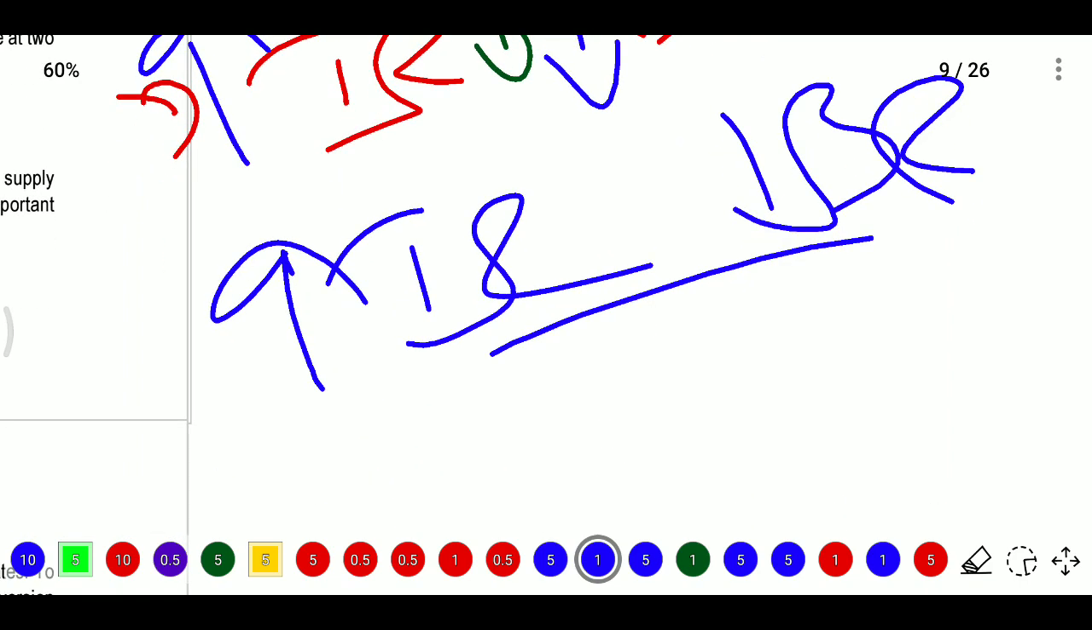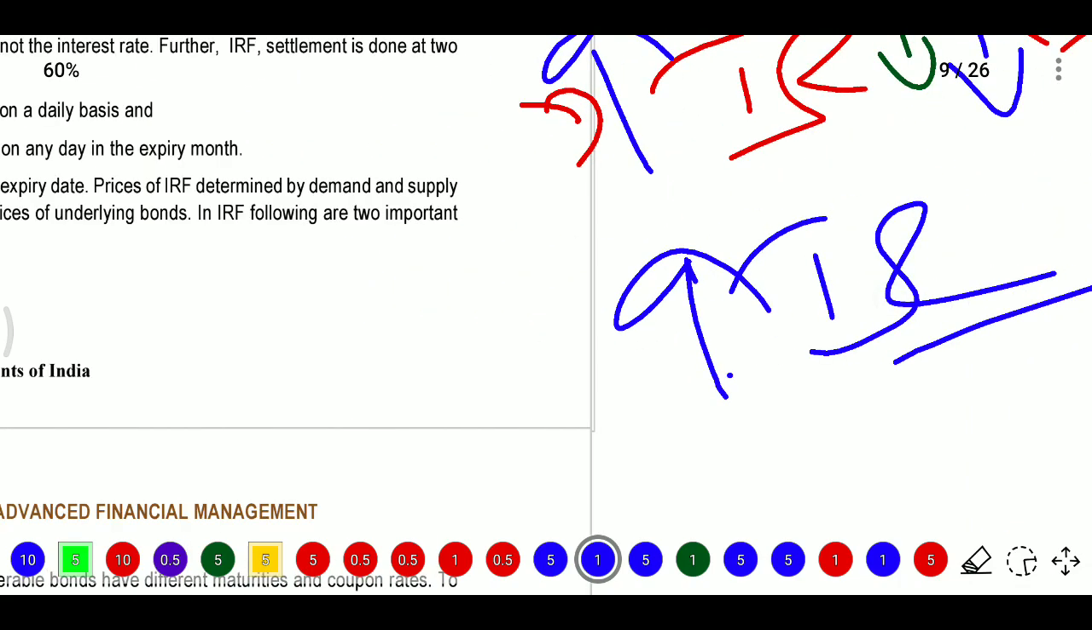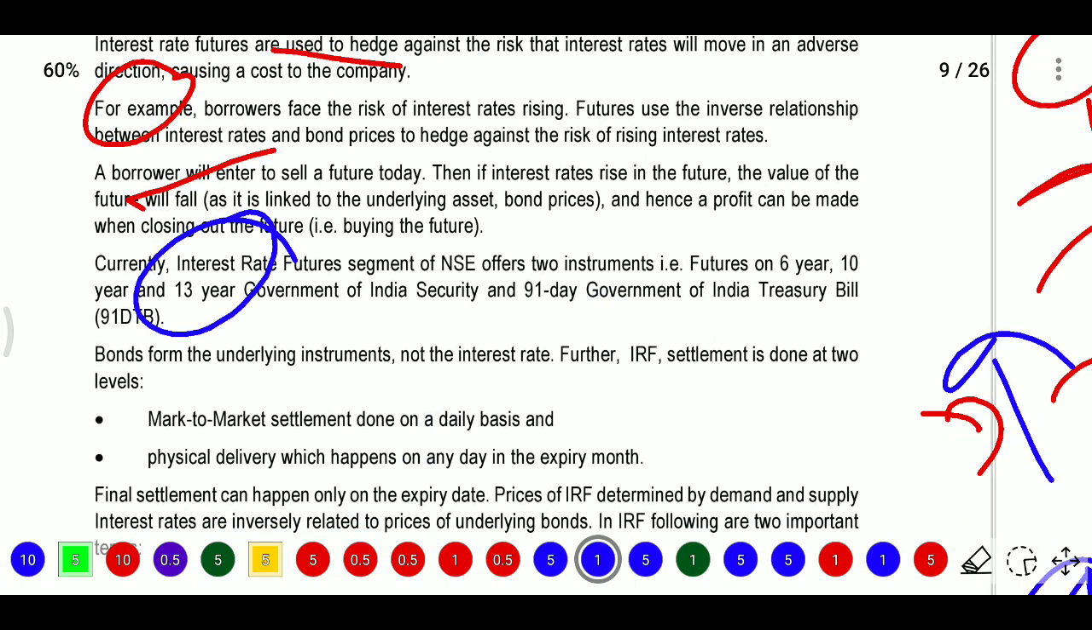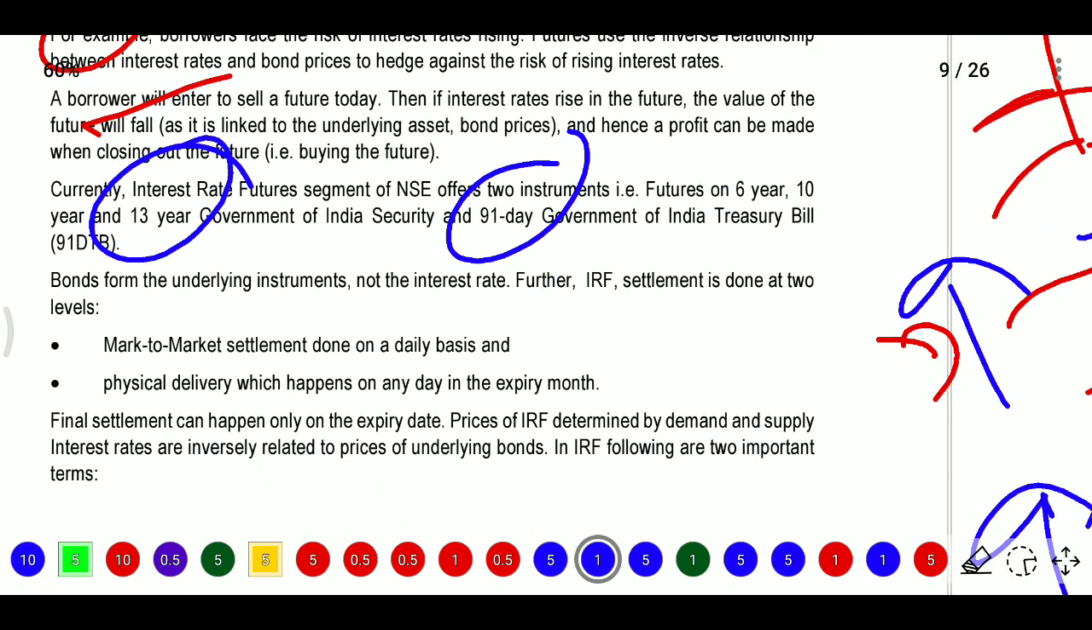Currently the interest rate futures segment in NSE, that is the National Stock Exchange, offers two instruments. One is futures on 6 year, 10 year or 13 year Government of India securities, and 91 day bonds, that is commercial bonds. So you may go for the long term, you may go for the short term. Bonds are the underlying instruments, not the interest rate.